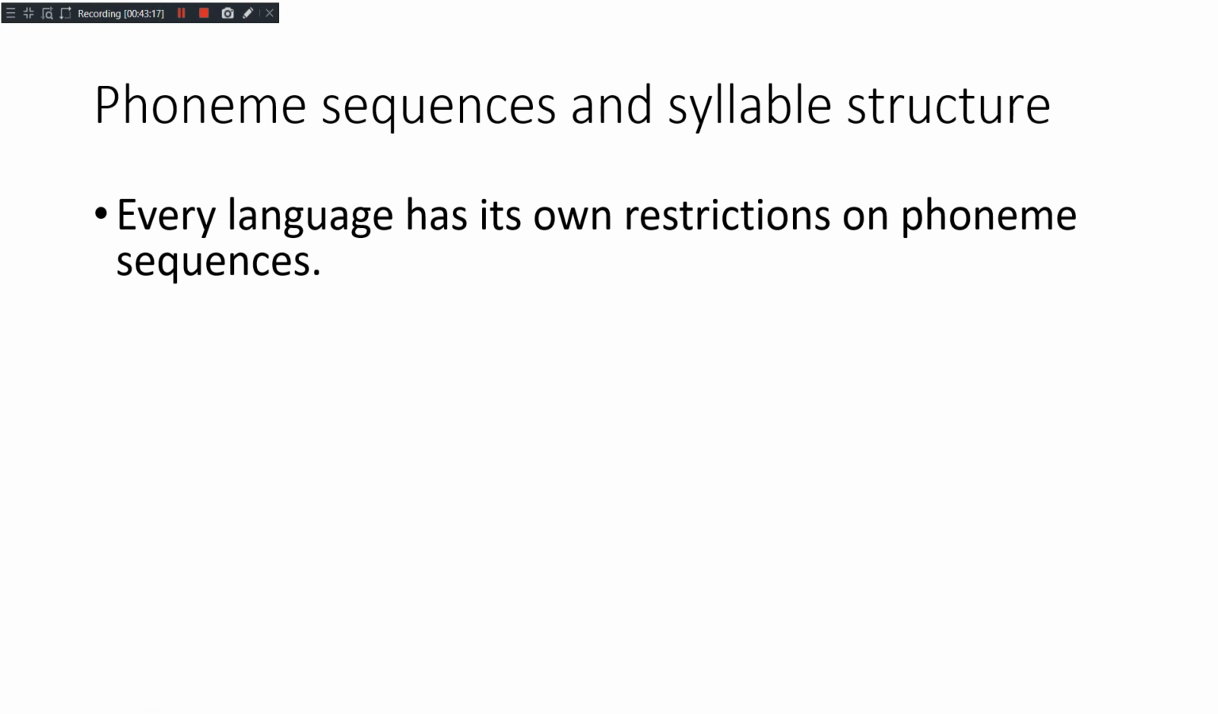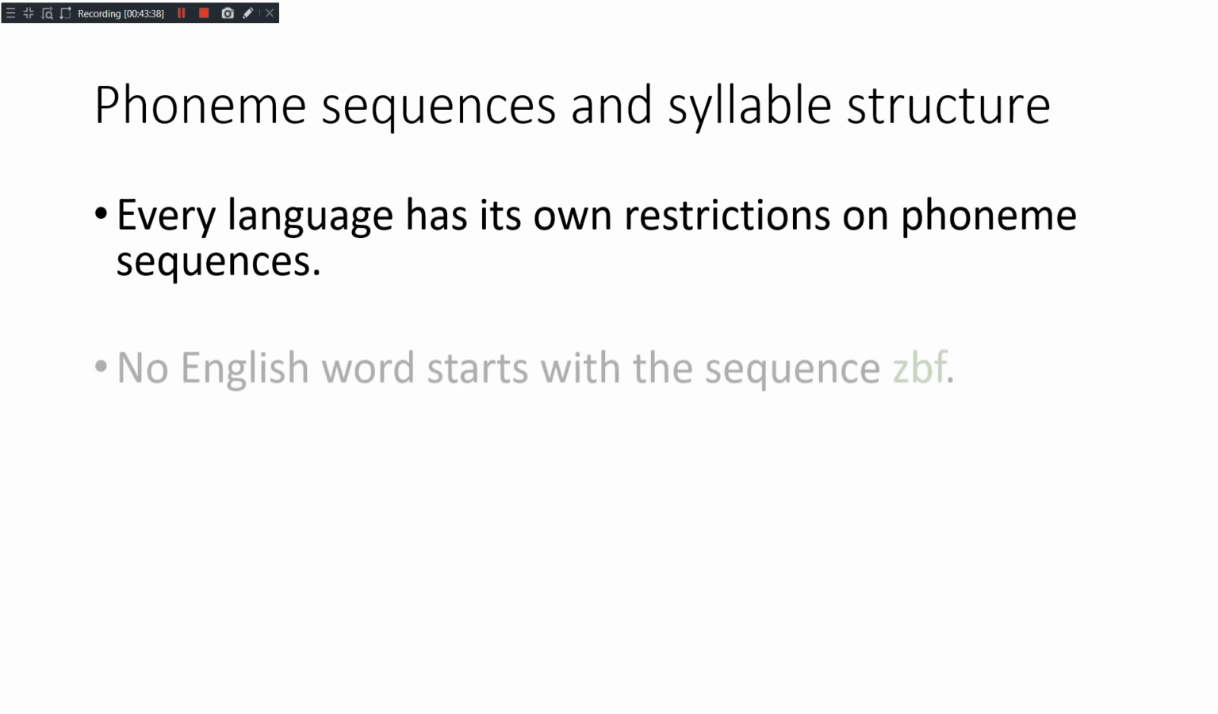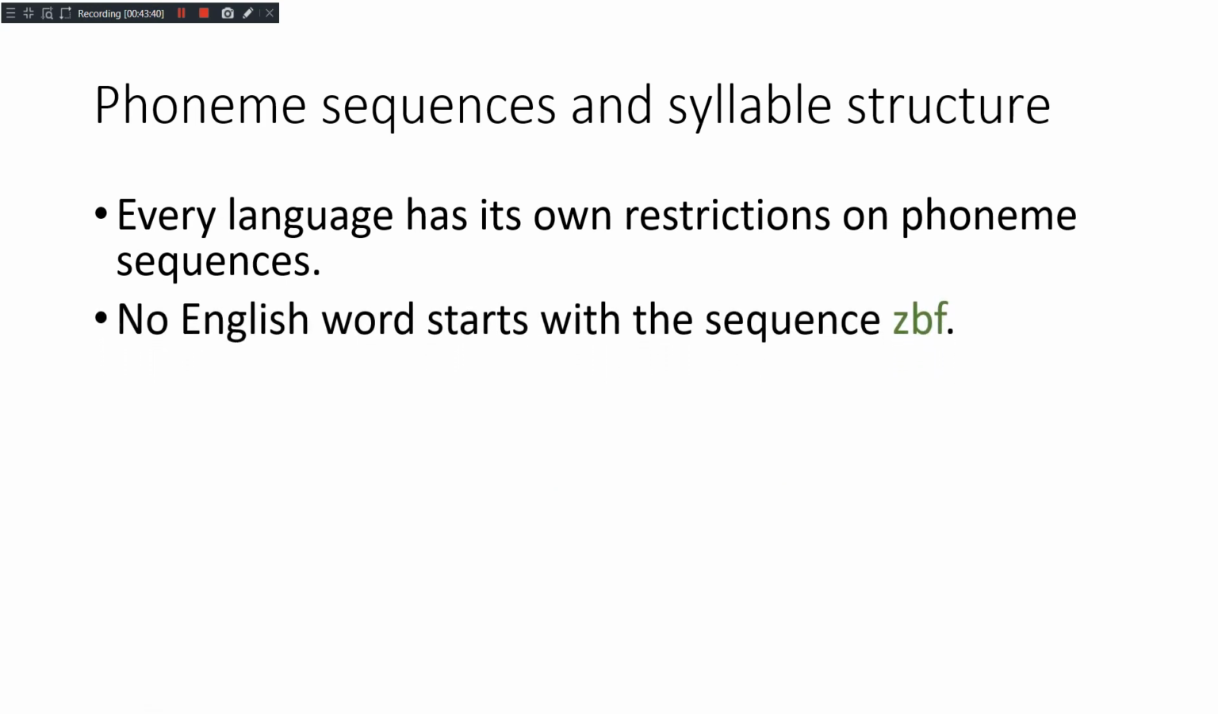Every language has its own limitations on phoneme sequences. This is also an area of phonology. This is not a description of the sounds and their articulation. It is a description of the restrictions and the limitations that it has on how to use the sounds at the beginning and at the end of words. For example, no English word starts with this sequence. There is no English word, and there has never been in the history of English a word which starts with zibf. For example, zibfan. No, there is not such a word in English.